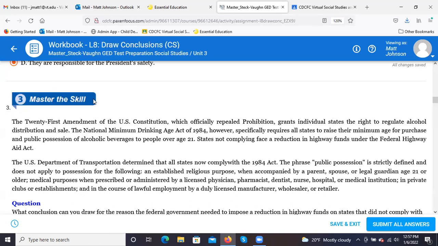grants individual states the right to regulate alcohol distribution and sale. The National Minimum Drinking Age Act of 1984, however, specifically requires all states to raise their minimum age for purchase and public possession of alcoholic beverages to people over age 21. States not complying face a reduction in highway funds under the Federal Highway Aid Act. Tracy, you want to do the second one then?